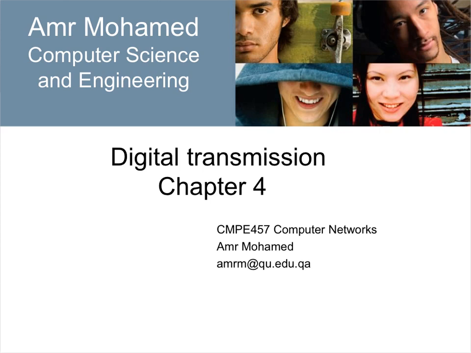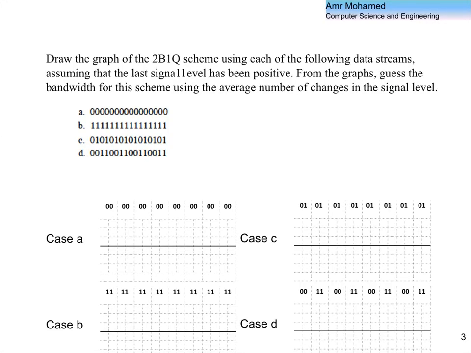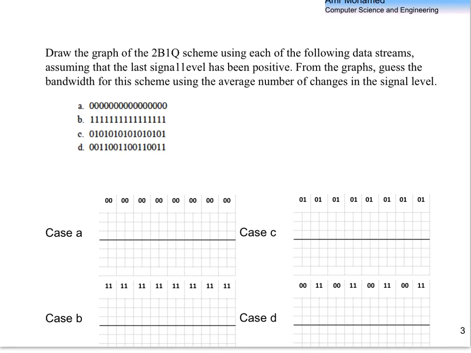In chapter 4, we talk about digital transmission, where we transfer digital data using digital signal in baseband. So this is covering the baseband transmission. In this chapter, we covered several line coding schemes. We talked about the pros and cons for each line coding scheme, and about different phenomena like baseline wandering, self-synchronization, and the ability for error recovery.